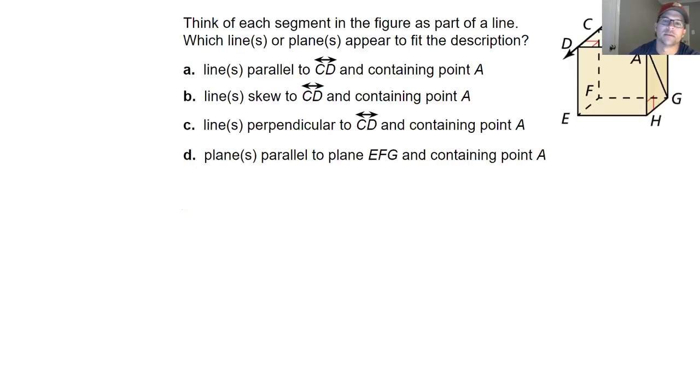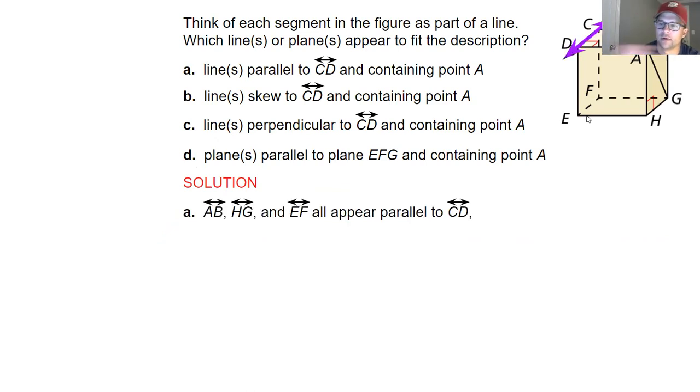Okay, think of each segment in a figure as part of a line. Which lines or planes appear to fit the description? So part A, any lines that are parallel to CD and contain the point A. In order for two lines to be parallel, they must be on the same plane. Well, there are two different planes that make up CD. You have the top of the three-dimensional shape and the left of the three-dimensional shape. But in order for that to also contain point A, it must be on the top plane. So AB is the only one that contains the point A and is parallel to CD.